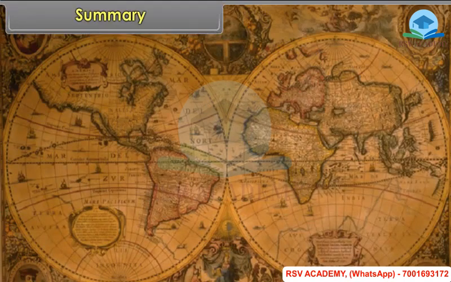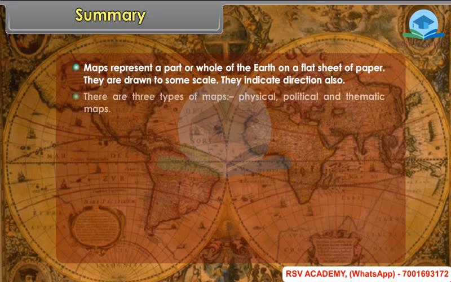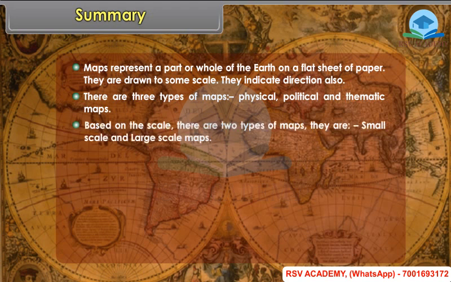Summary. Maps represent a part or whole of the earth on a flat sheet of paper. They are drawn to some scale. They indicate direction also. There are 3 types of maps: physical, political, and thematic maps. Based on scale, there are 2 types of maps. They are small-scale and large-scale maps.